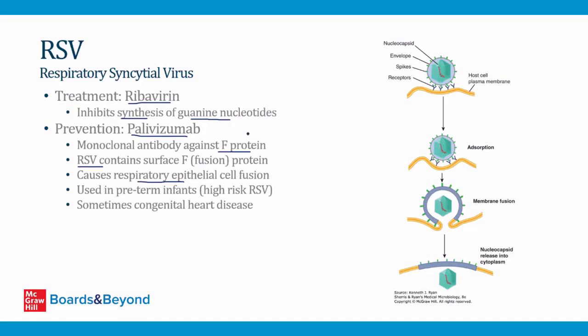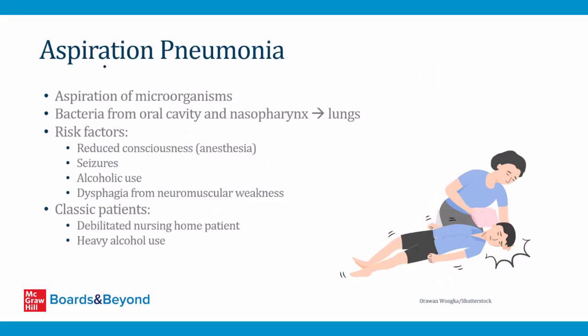So this antibody binds to the F protein and blocks its ability to link with host cells like the cells in our lungs, and therefore to enter those cells. So this is only used in children who are thought to be at very high risk of RSV. Usually it's preterm infants. Sometimes it's children with advanced forms of congenital heart disease.